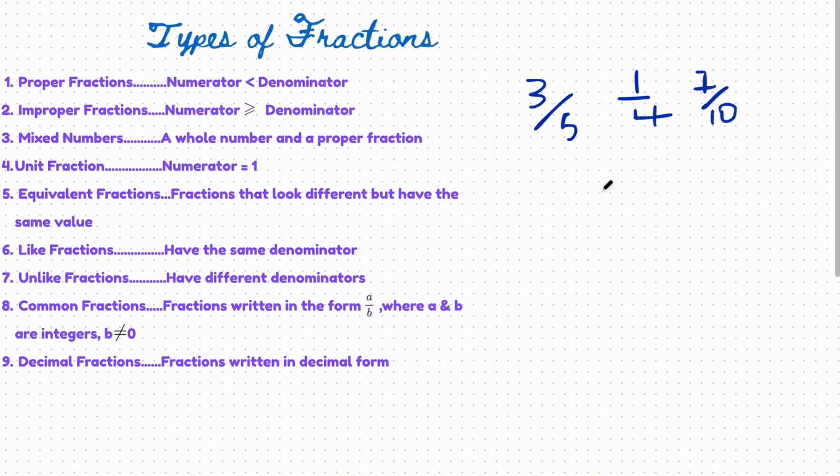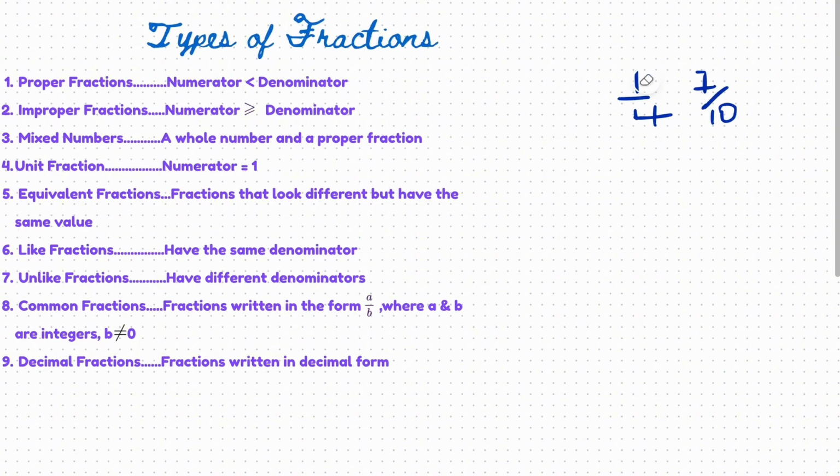We realize that the numerators are less than the denominators for the respective fractions. So 3 is less than 5, 1 is less than 4, 7 is less than 10. So these are all proper fractions.